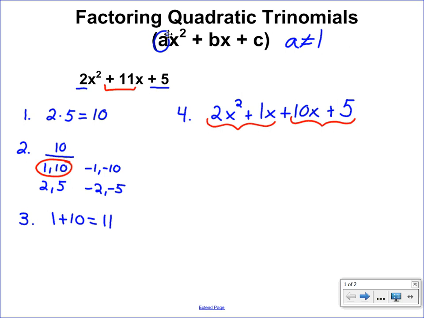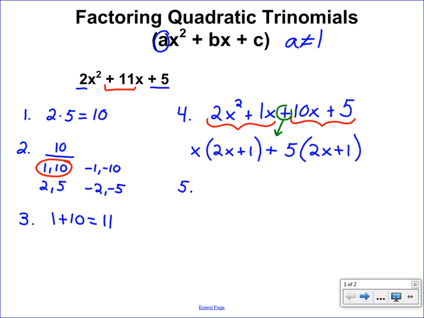So we look at the GCF for the first 2 terms, which is x. That leaves us with 2x plus 1. Remember, whatever sign this is, bring that down. And the GCF of the last 2 terms would be 5, which again leaves us with 2x plus 1.